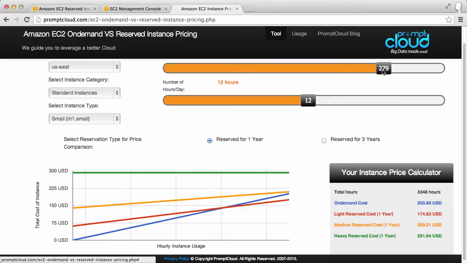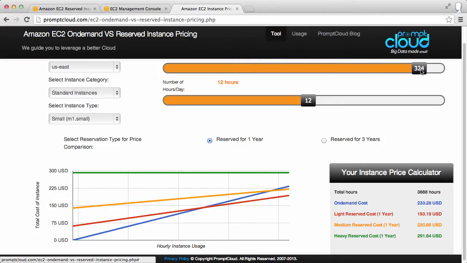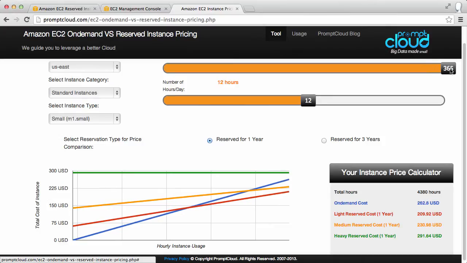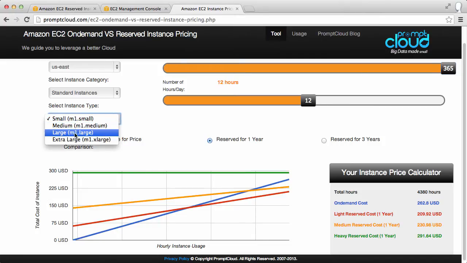And as the year progresses, we just save more and more money. So the blue line is what we would have been paying, and the red line is what you would be paying by getting reserved instances. So this is what an M1 small looks like. What about an M1 X large? Well, the slope of the lines remains the same, but the savings are substantially different. Here you're saving close to $400.